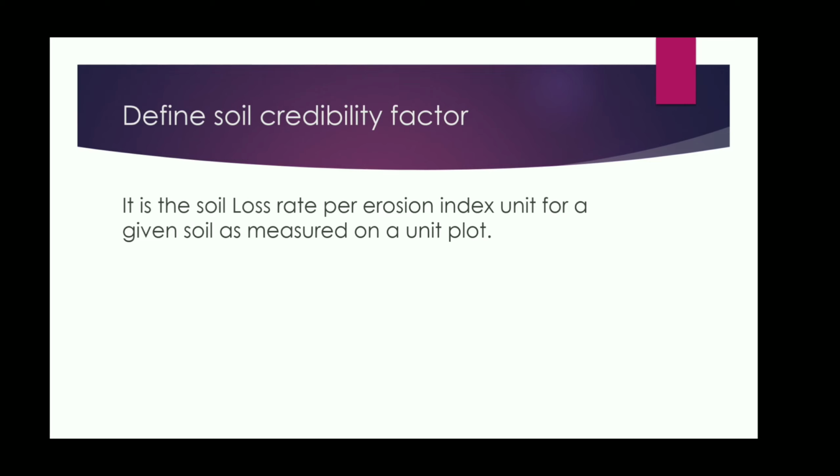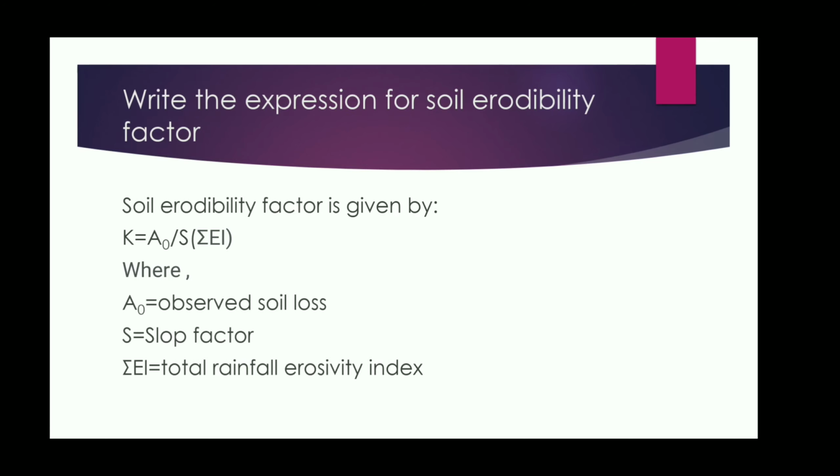Define soil erodibility factor. It is the soil loss rate per erosion index unit for a given soil as measured on a unit plot. Write the expression of soil erodibility factor. Soil erodibility factor is given by K equals A naught upon S sigma EI, where A naught is equal to observed soil loss, S slope factor, sigma EI total rainfall erosivity index.